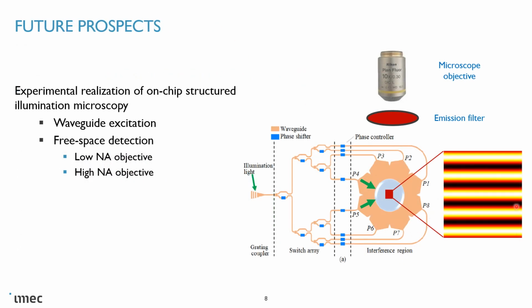In conclusion, we demonstrated that on-chip structured illumination microscopy is possible with thermo-optic phase shifters for pattern and phase control. The device geometry allows realization of interference fringes with different orientation and frequency. Having verified the interference fringe formation and pattern phase shifting, the next step is the experimental realization of on-chip structured illumination microscopy.